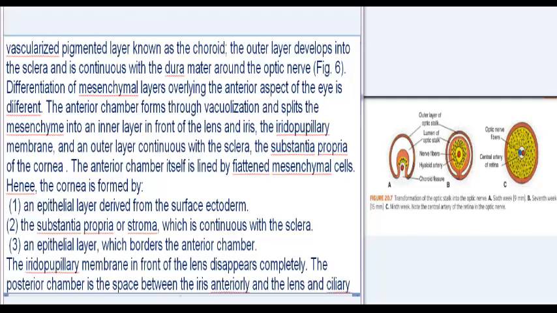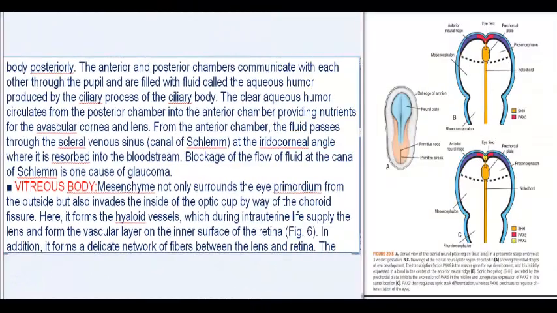The posterior chamber is the space between the iris anteriorly and the lens and ciliary body posteriorly. The anterior and posterior chambers communicate with each other through the pupil and are filled with fluid called the aqueous humor, produced by the ciliary process of the ciliary body.